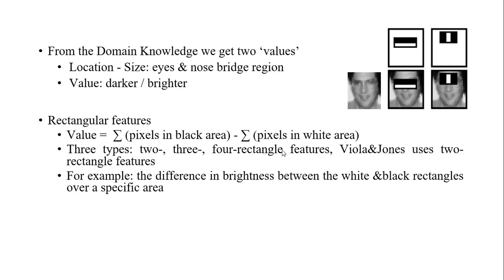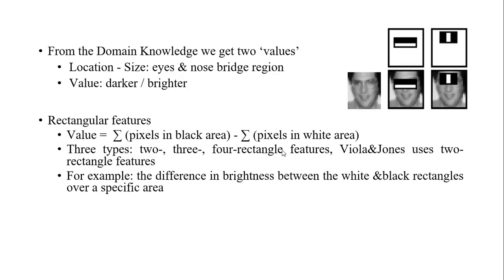Domain knowledge is actually a very important concept because it is from this domain knowledge that we get something called the values that was mentioned in the previous slide. Now, from these values, we can find out information such as the location, size, or the value of a particular feature. By location size, I mean the eyes and the nose bridge region, and by value, I mean how dark or how bright is one part of the face from the other, and so on.